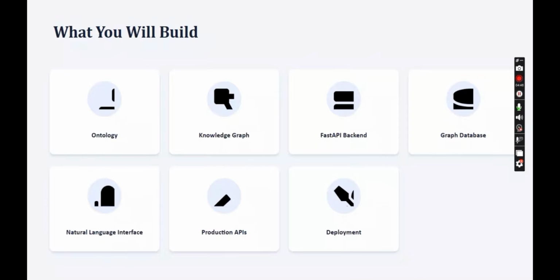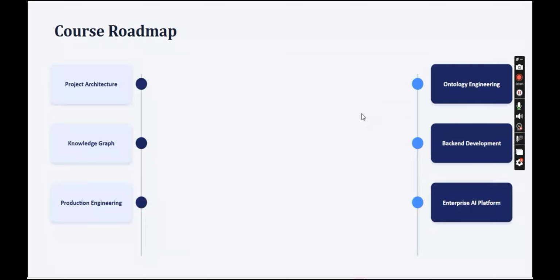Artificial intelligence is no longer just about language models. The future belongs to systems that combine multiple technologies: large language models, knowledge graphs, ontologies, reasoning, semantic search, production APIs, observability, scalable deployments. When all these components work together, we move from simple conversational AI to intelligent enterprise systems.